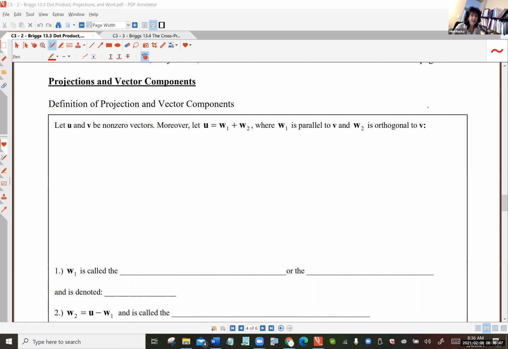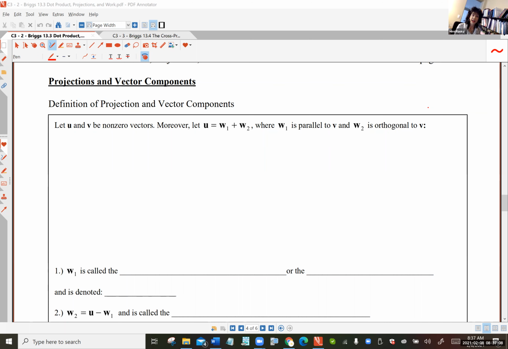Projections and vector components. This is super important. You're going to see projections all the way up until the last week of class. You really want to understand what it is. And it's one of the premier applications of dot product. And our physics brethren use projections all the time. That's how they do business. So what is it and how does it roll and how do you do one?